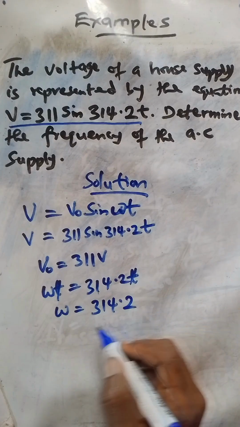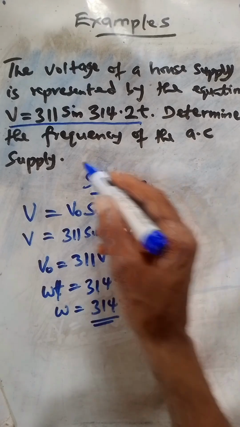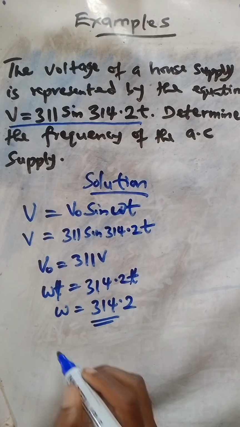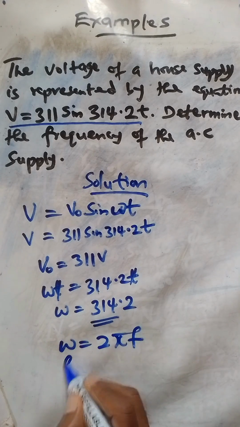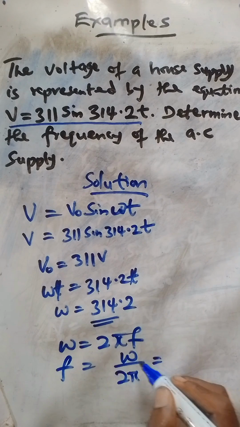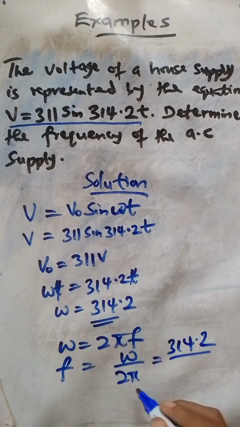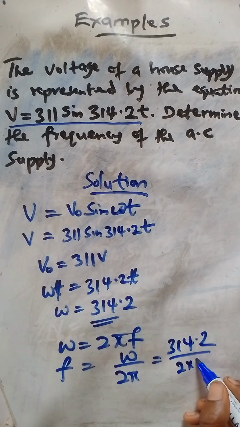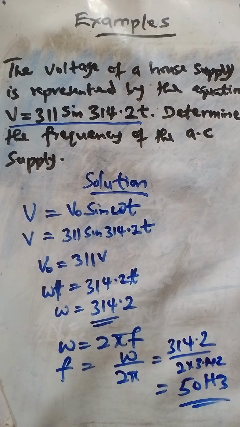radian per second. But from the question we are asked to determine the frequency of the AC supply. And we know that w is equal to 2 pi f. So f will now be equal to w divided by 2 pi. Our w is this, divided by 2 multiplied by pi, which is 3.142. By the time you press the calculator and divide this, we are going to have 50 Hz.